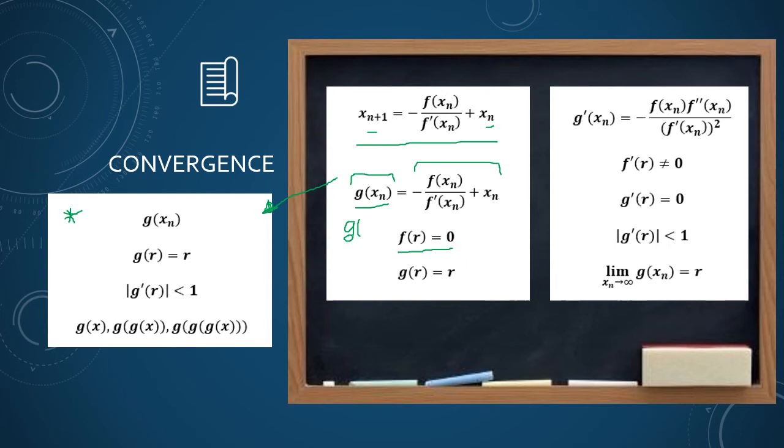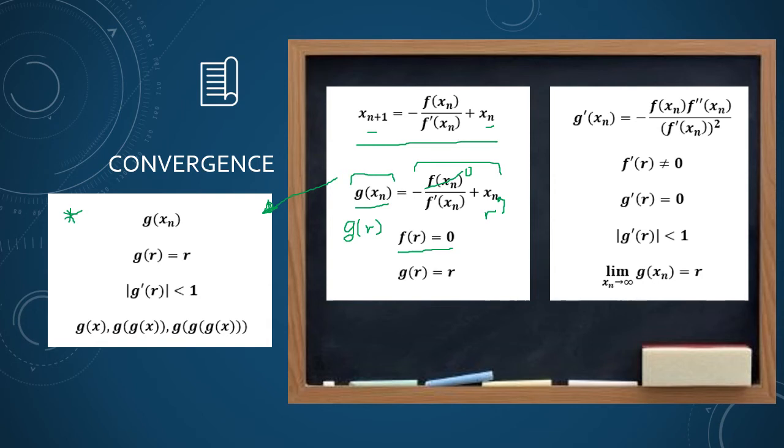If we plug in r into our function, then f of r is 0, meaning x of n is r. So we plug in our r for x of n, meaning everywhere we see x of n, we plug in an r.